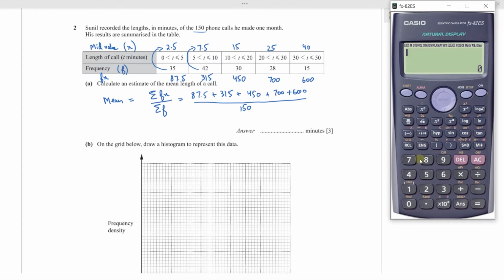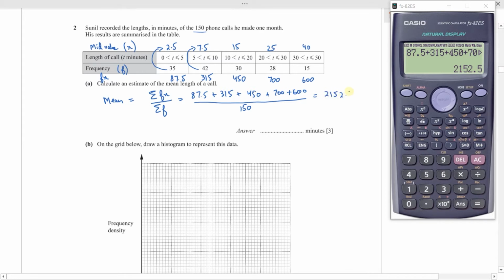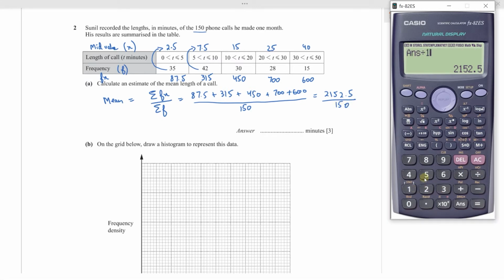So let's add these up. 87.5 plus 315 plus 450 plus 700 plus 600. So this is 2152.5 divided by 150. This divided by 150 is 14.35. So 14.35 minutes is your mean value. So your mean duration of call for all these calls is 14.35 minutes.